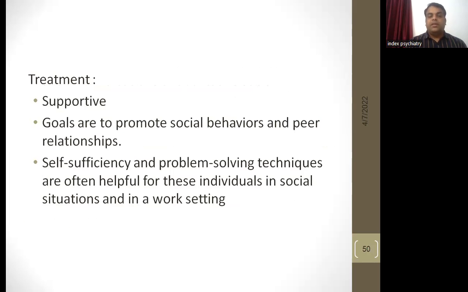Treatment is mainly supportive. Goals are to promote social behaviors and peer relationships. Self-sufficiency and problem-solving techniques are often helpful for these individuals in social situations and work settings.